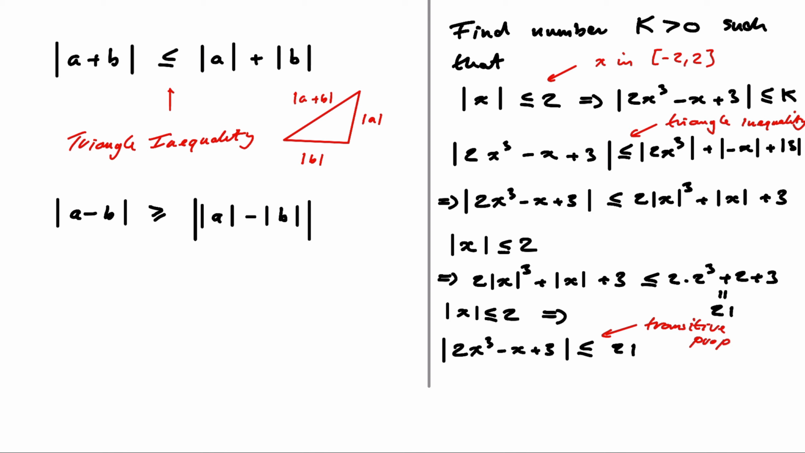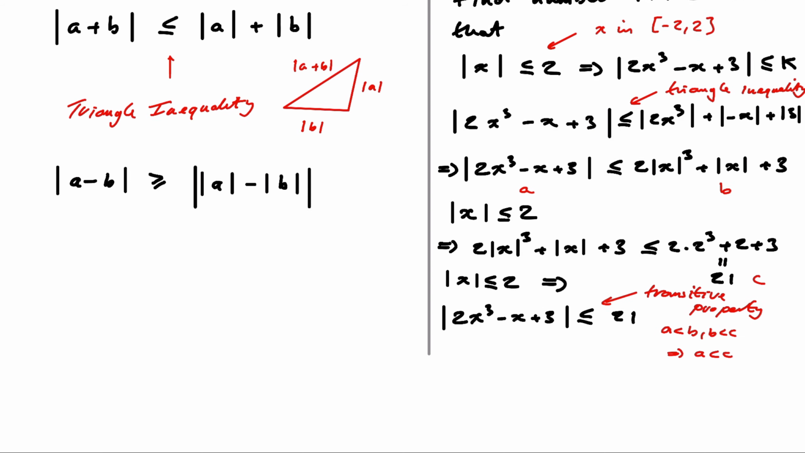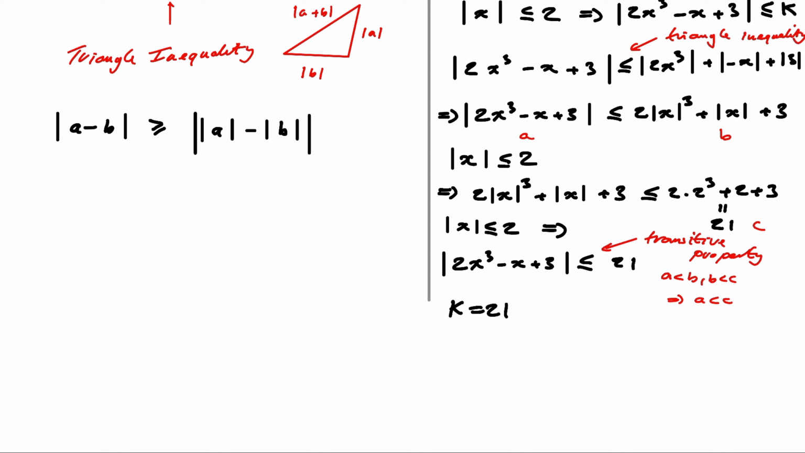The transitive property. That's just the statement that A less than B and B less than C implies A less than C. So this is like your A, this is like your B, and this is like your C. So A is less than B by the triangle inequality. B is less than C by the restriction on x. So therefore A is less than C. So K equals 21 will do. So the conclusion is K equals 21 will do. There are probably better choices. Right? There's probably a smaller K that will work. But all I wanted was a single K.